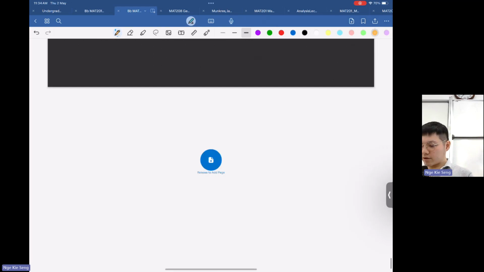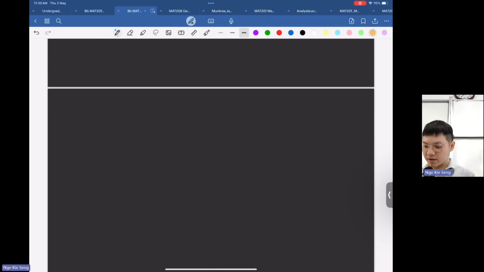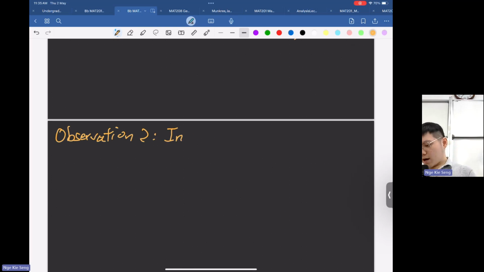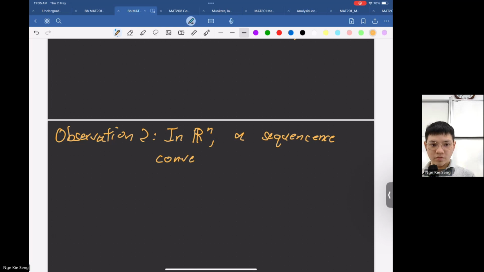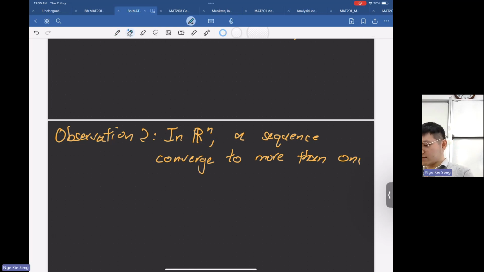The next observation, observation 2, is in the normal R^n case: a sequence cannot converge to more than one point. Did you guys prove this before?